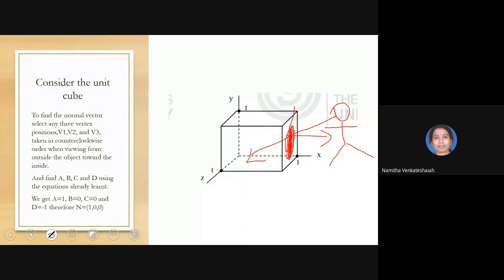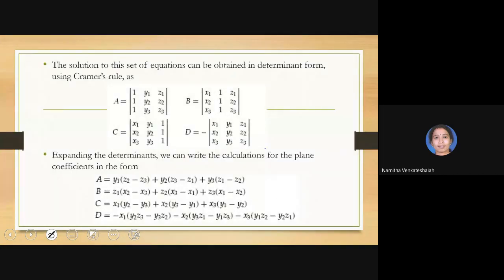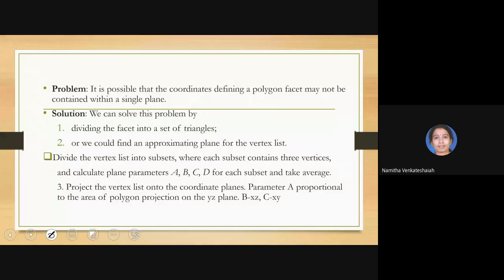So what is the procedure? You just keep the procedure in mind, without needing to go through the points. The procedure is you select 3 vertices in counterclockwise order. Suppose the viewer is looking from this direction. The counterclockwise direction will be this one. This may be V1, this may be V2, and this may be V3. Consider these 3 points and apply them in these equations, and then you will obtain the values of A, B, C, D.